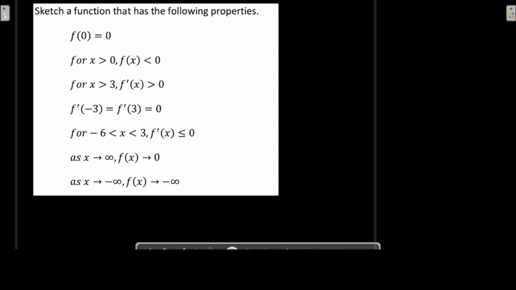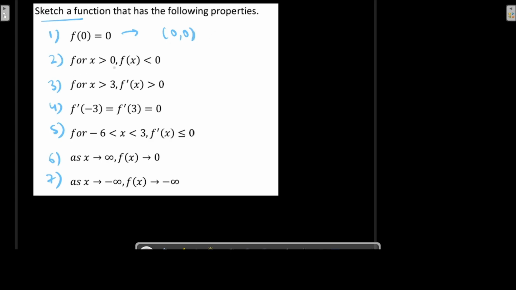Sketch a function that has the following properties. So we need to cater to this, but before, let's check how many conditions there are. 1, 2, 3, 4, 5, 6, 7. Right. So f of 0 is 0. What does it mean? That our function satisfies this coordinate, or it passes through (0, 0), right?